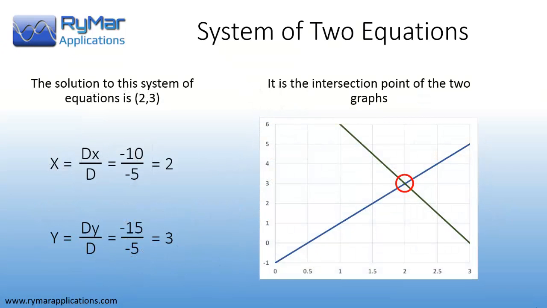All right, so let's go back and take a look. So the solution to this system is x equals 2, y equals 3. It is the intersection point between those two lines. The green and the blue represent graphs of those lines, and the circled point there is x equals 2, y equals 3. It is the intersection. This is the solution to that system of equations.